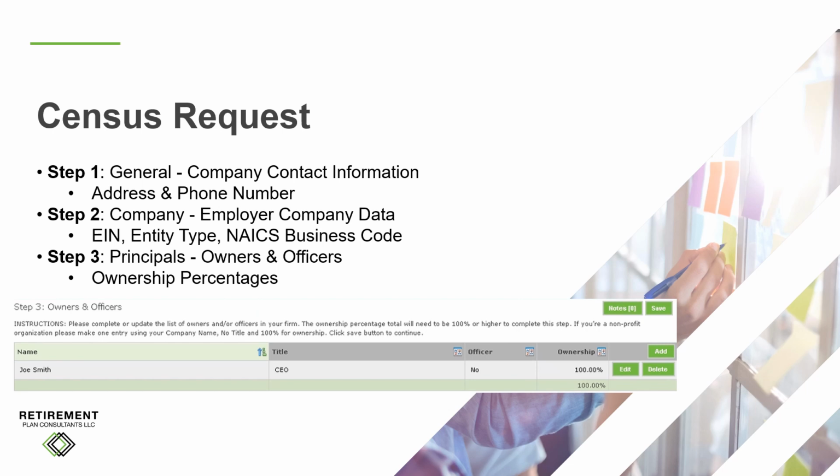Step 3 covers ownership information for the company. If you have a company that is owned by an entity, such as an LLC, the company will need to be listed and 100% entered as ownership. Any changes or corrections can be made by using the Edit, Delete, or Add buttons located here.